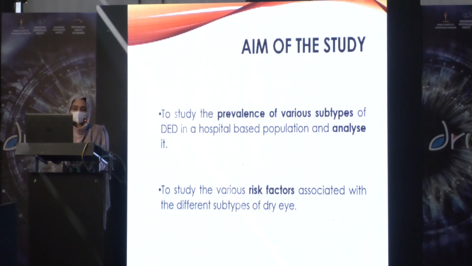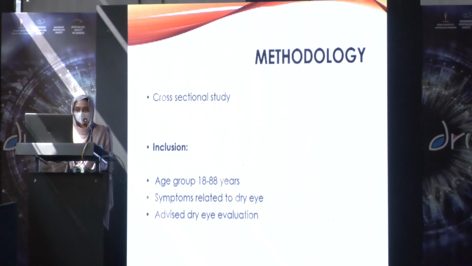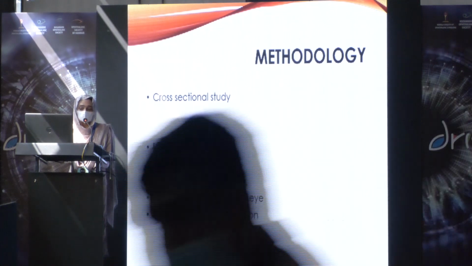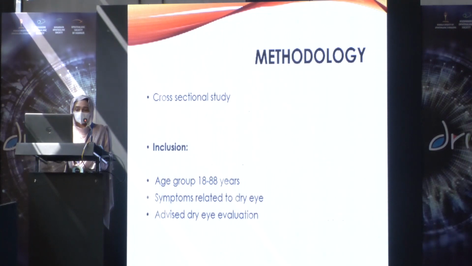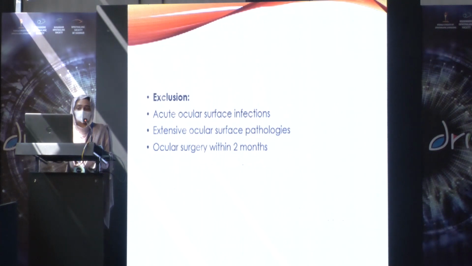Our aim was to study the prevalence of various subtypes of dry eye disease in a hospital-based population, to analyze it according to the pathological subtypes, and also to study the various risk factors. Ours was a cross-sectional study and we included patients above the age of 18 years who reported with symptoms related to dry eye and who were advised dry eye evaluation. Those with acute ocular surface infections, extensive ocular surface pathologies, or ocular surgery within the past 2 months were excluded.